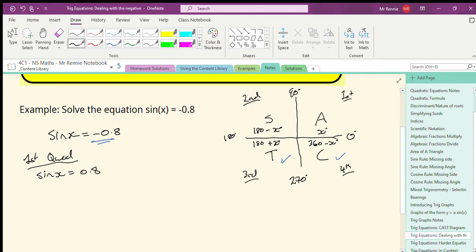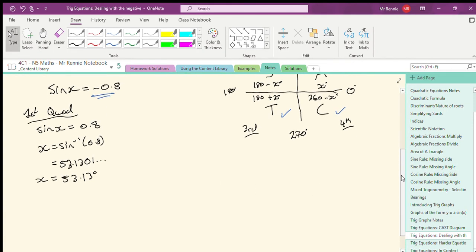We've dealt with the negative; it told us which ones to tick. We know it's going to be in the third and fourth, therefore I can now drop the negative and treat it like it's positive. So sine of x would be 0.8, therefore x would be the sine inverse of 0.8, which gives 53.1301 continued, so 53.13. That is not one of my solutions. However, that is the x value I need to use in order to get my two solutions.